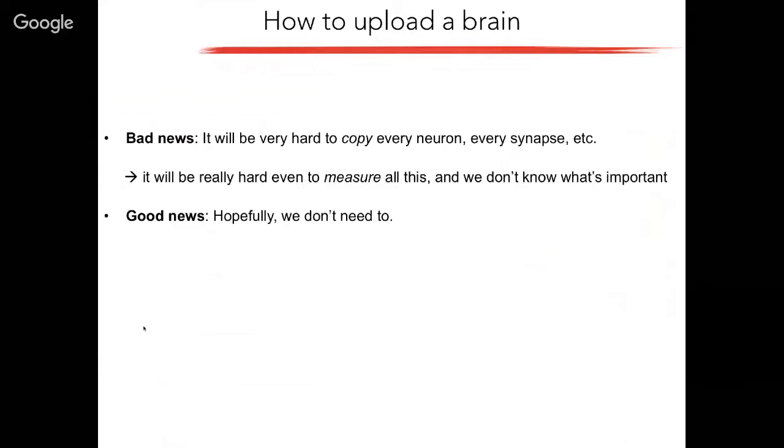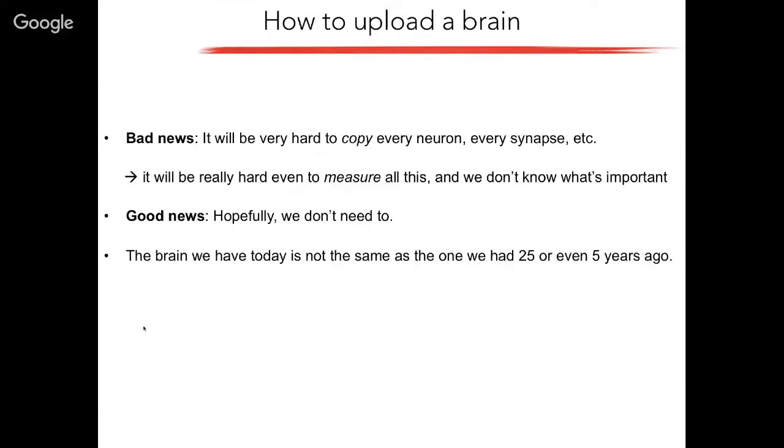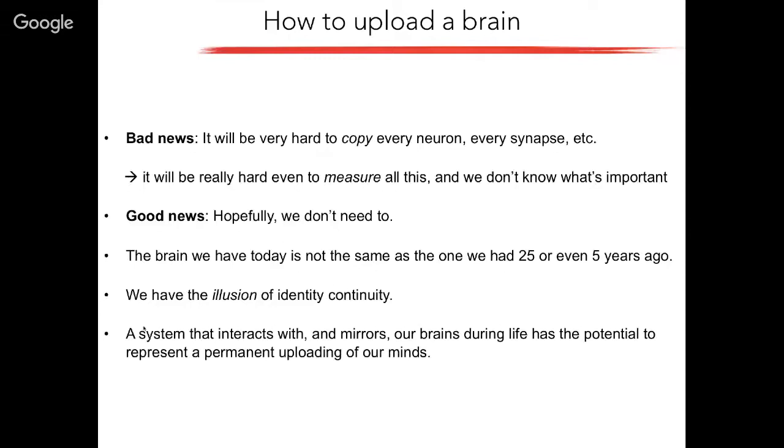I think the good news is that maybe we don't need to do it exactly that way. So I'll point out that the brain that each of us walks around with today is not the same as the one we were born with. It's not the one we had 25 or even 5 or even 1 year ago. And yet we have this illusion of identity continuity. We feel like we're at some level a continuous extension of the person we were when we were born and 5 years ago and certainly yesterday. And so I think that suggests that there's a path to uploading a brain in which we introduce some kind of a system that interacts with and mirrors our brains during life. And such a system would have the potential to sort of represent the substrate for a permanent uploading of our minds into potentially a very different kind of a system.